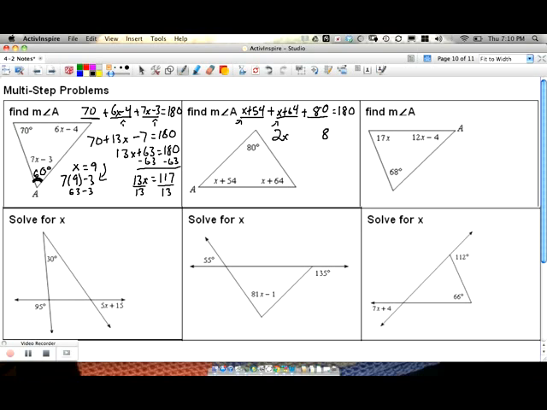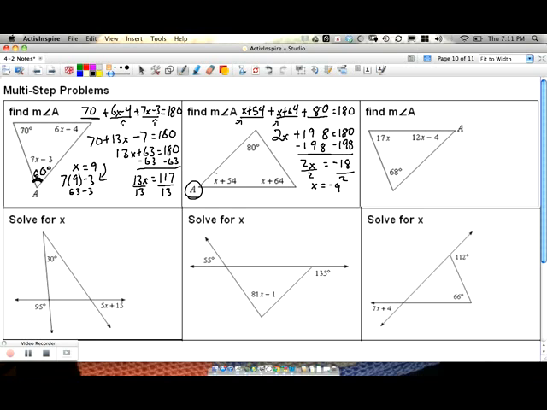So when I subtract 198 from both sides, I actually get a negative number over here. It's going to be negative 18 equals 2x. And when I divide by 2, x is equal to negative 9. If I'm trying to find measure of angle A, that means I'm going to plug in here, negative 9 plus 54. And negative 9 plus 54 is actually going to be 45 degrees. So measure of angle A equals 45 degrees.